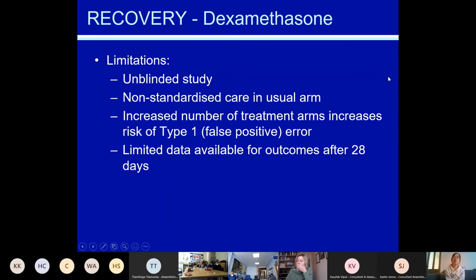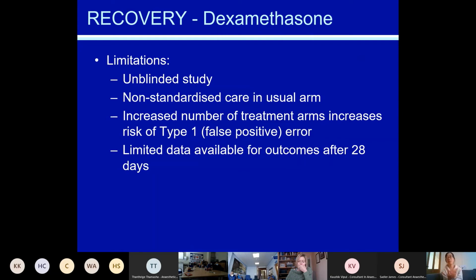So limitations to the data that we have so far on dexamethasone, a couple of things I've already touched upon. Number one is that it is an unblinded study, although arguably at the beginning no one knew what they were doing. There was complete equipoise in what we were doing, so it probably made very little difference. And as I've mentioned, the care in the usual arm was non-standardized.